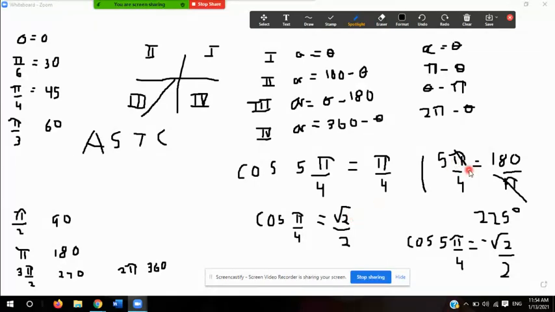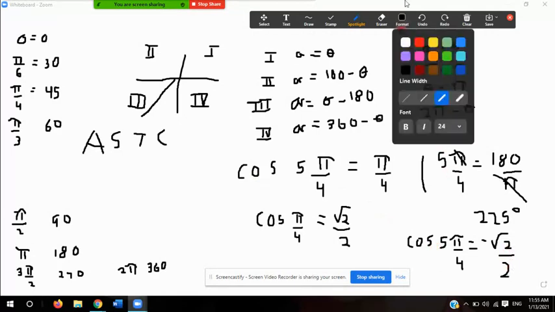So what I can do is take the 5 pi over 4 and convert it into degrees using the formula that we've already practiced. So that would be 5 pi over 4 times 180 over pi. Pi cancels out. 5 times 180 divided by 4 equals 225 degrees. Because 225 degrees is in quadrant 3, and I know that the only positive function in quadrant 3 is the tangent, I can then determine that the cosine of 5 pi over 4 equals negative square root of 2 over 2 based on where it's located.